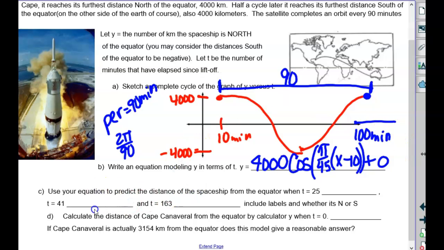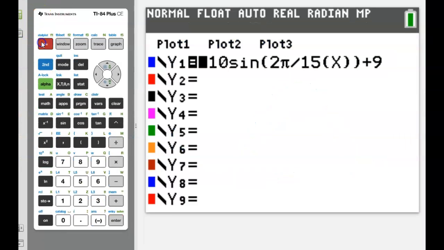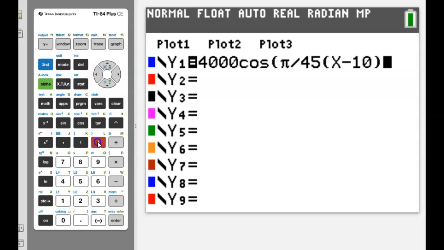Okay, I'm looking at the next question before I type this in. It looks like we go all the way out to 163. Everybody good? So we need our window to be pretty big. All right, I already forgot. It was 4,000. Cosine pi over 45, parenthesis 10 minutes. And we didn't need an up or down.